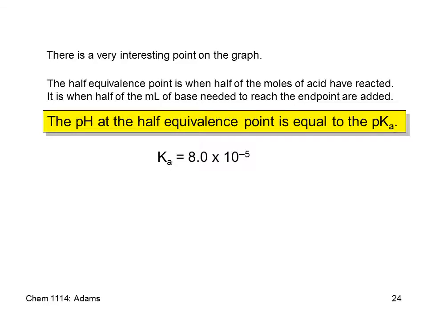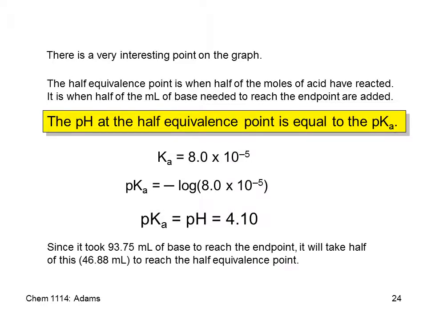Our Ka is given, again it's a constant for a specific acid. If I take the negative log of that, I get the pH. I knew it took 93.75 milliliters to reach the equivalence point, and that was calculated in C. It will take exactly half of this, 46.9, to reach the half equivalence point.